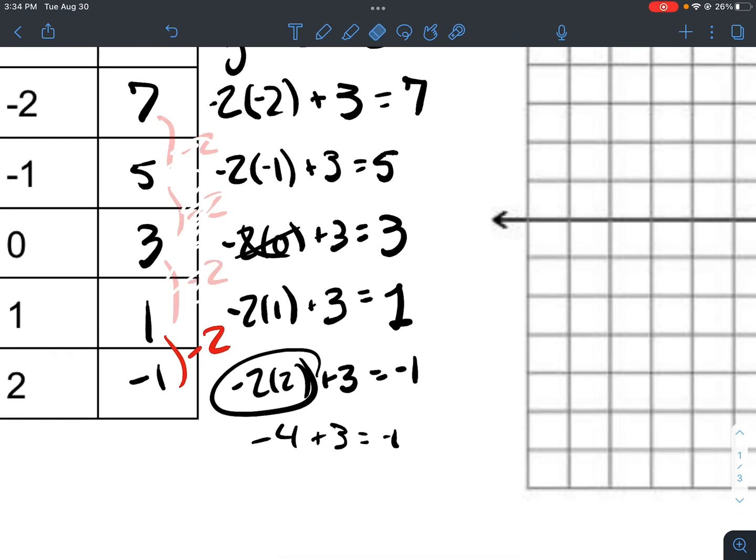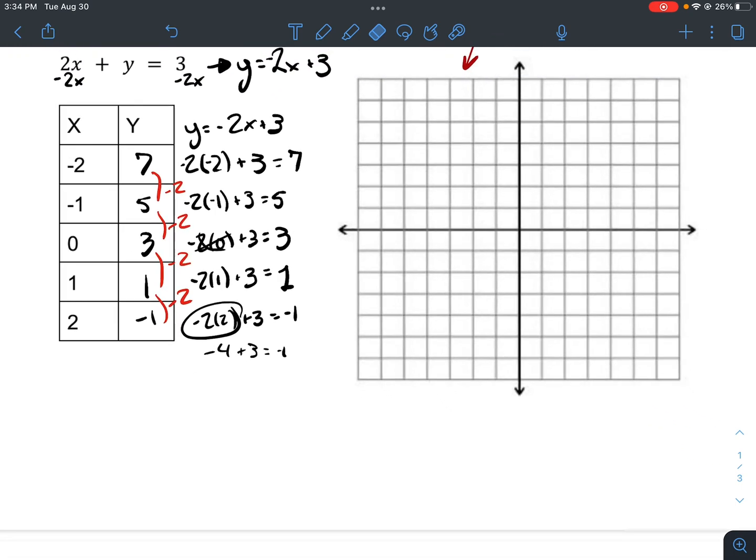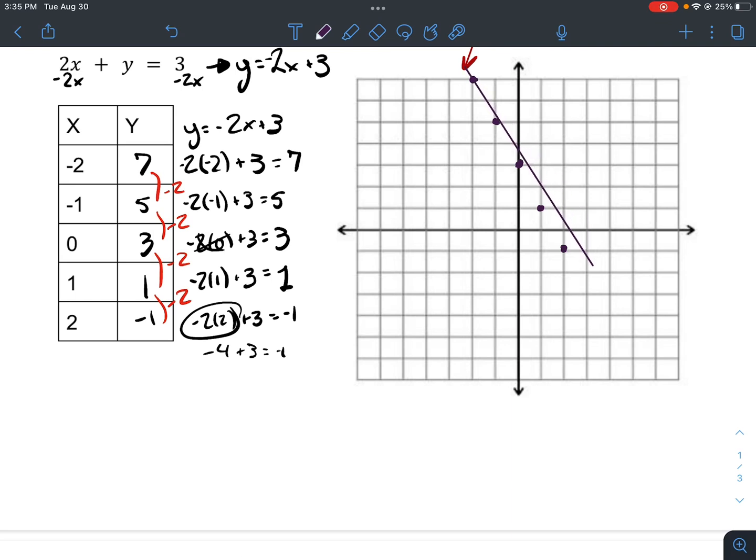Now let's leave this up here, and we plot. At negative 2, we're going to be at 7. At negative 1, we're going to be at 5. Then 3, 1, negative 1. Make our straight line, and we are good to go.